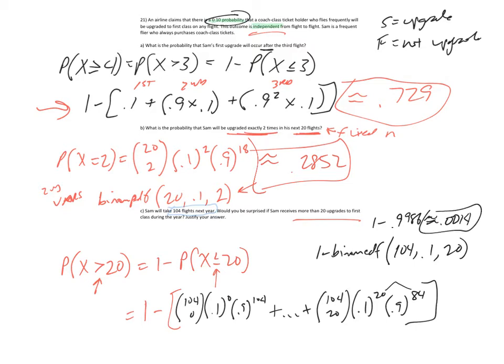So 0.14%, which means that's about 14 out of 10,000 times we'd get more than 20 upgrades. So the question is, would you be surprised if Sam receives more than 20 upgrades? Absolutely, we'd be surprised, because that probability is so low. Again, we can kind of use 0.05 as that threshold. Now we're below a 1% chance that he'd get that. So we'd expect it less than 1 in 100 times. And so for him to get more than 20 upgrades, this would be extremely rare. So yes, we would be surprised in this case.